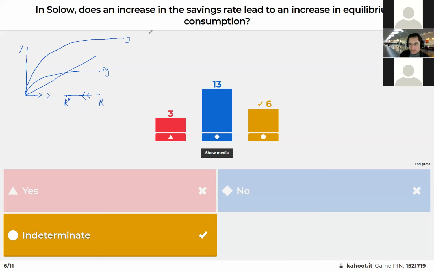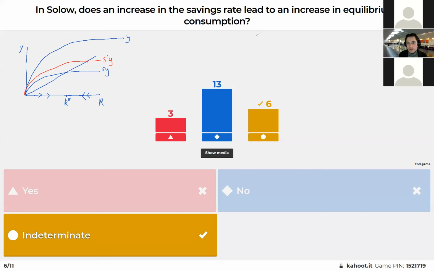So if s increases, let's change our color here. If s increases, then you can see, that's my best attempt. So s prime here is greater than s. You can see that we're going to get a higher amount of capital per unit of human capital, and also a higher amount of production per unit of human capital, okay? So our steady state production is higher unambiguously if we raise the savings rate. Okay, so that's the answer to the first question we asked, right? What happens to equilibrium production, or steady state production, if we raise the savings rate in steady state? You can see that you're always going to get more. It's always going to go up, okay? That's unambiguous.